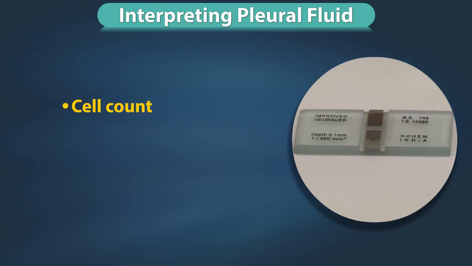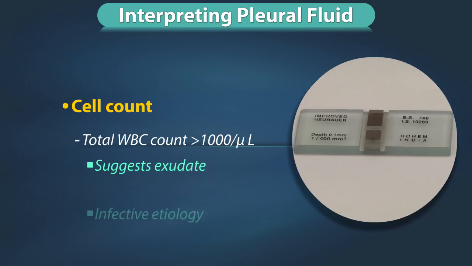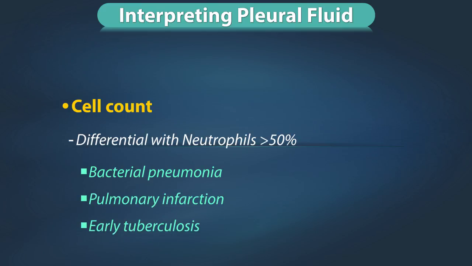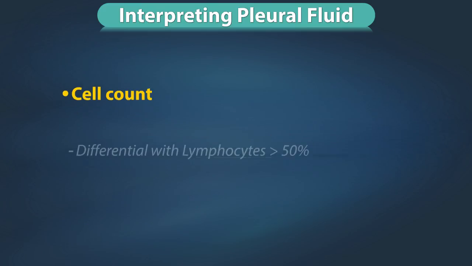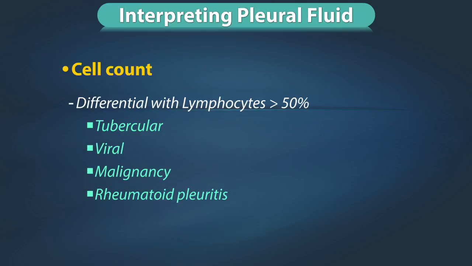Cell counts. Total white blood cell count more than 1000 per microliter suggests an exudate and infective etiology. A differential count with more than 50% neutrophils is seen in bacterial pneumonia, pulmonary infarction, and early tuberculosis. A differential count with more than 50% lymphocytes is seen in tubercular, viral, malignant, rheumatoid pleuritis, and SLE.